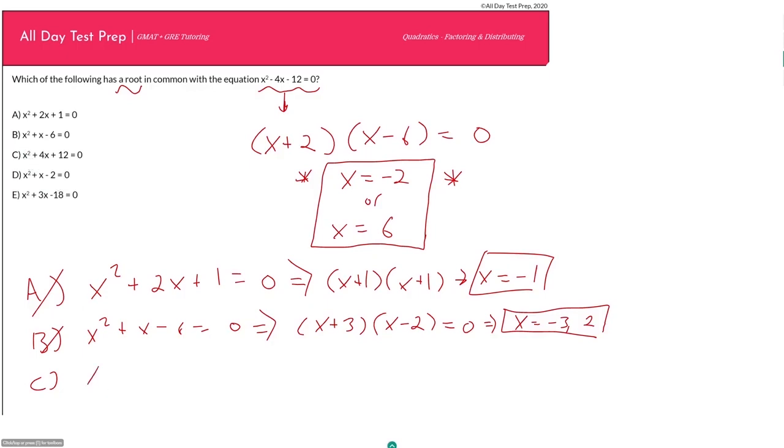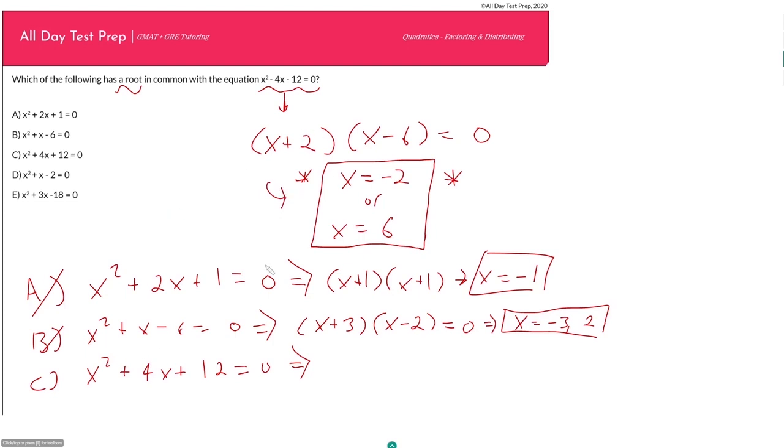C says x squared plus 4x plus 12, I should say, is equal to 0. And so how do we factor this guy? So we're looking for numbers that multiply to positive 12. So we got 1 and 12, that doesn't work. 2 and 6 doesn't work. 3 and 4 doesn't work. And then I don't think any of our negative numbers are going to work because we need a positive 4 over here. So I don't think this guy can really be factored. And because of that, I don't think any of our roots should work.